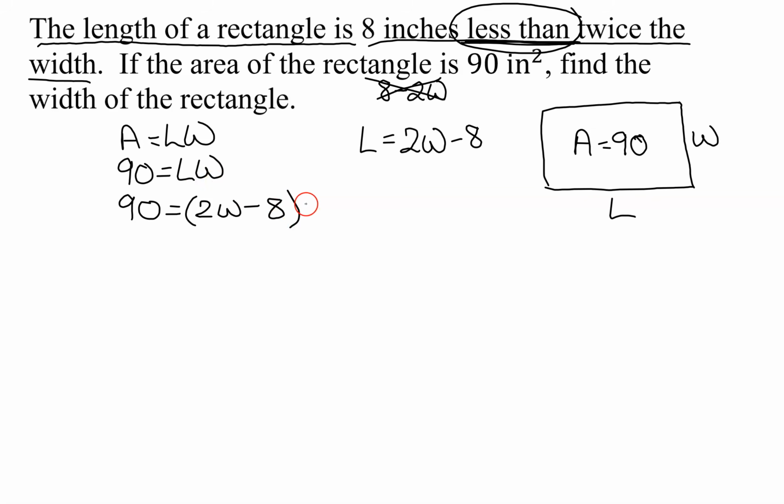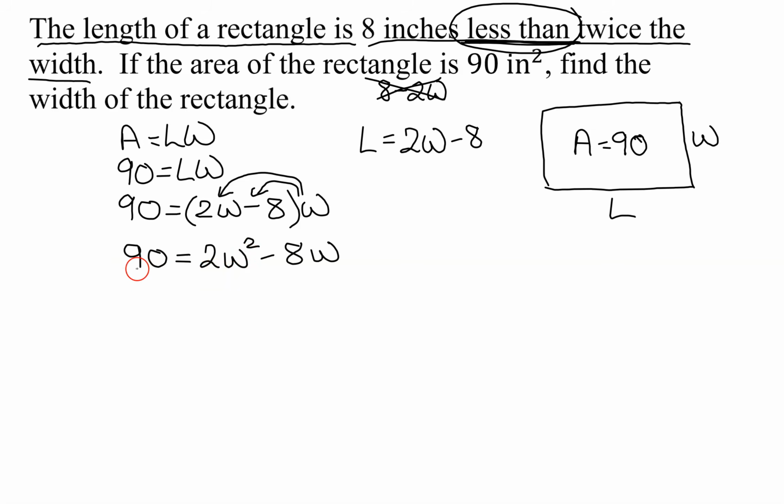times W. So now let's simplify this. I get 90 equals, distribute in the W, 2W times W is 2W squared, and W times negative 8 is negative 8W. So what kind of equation is this? Notice the highest power on the W is a 2. It's a quadratic equation. So I want everything on one side, 0 on the other.